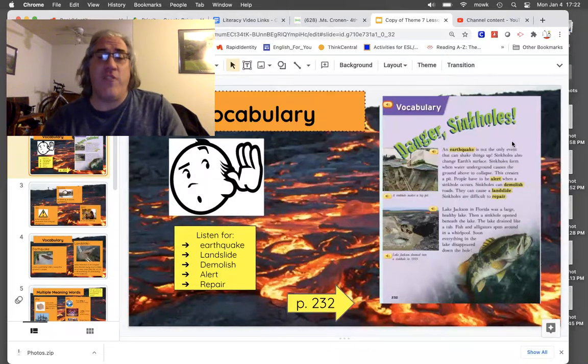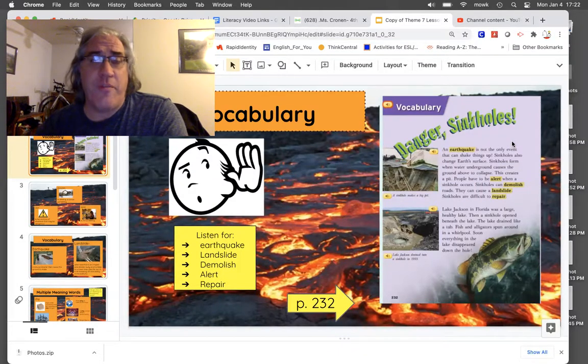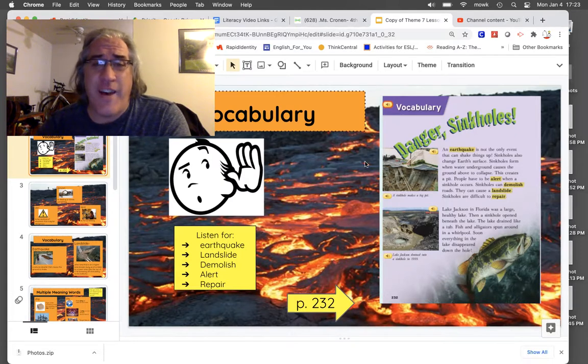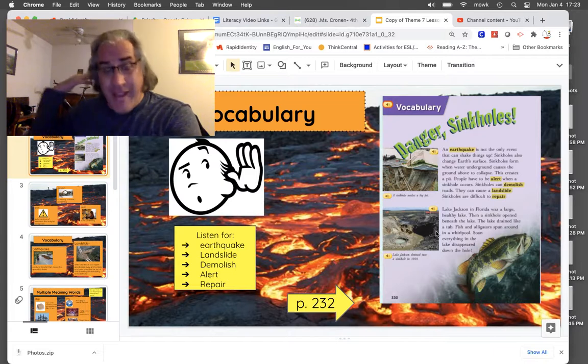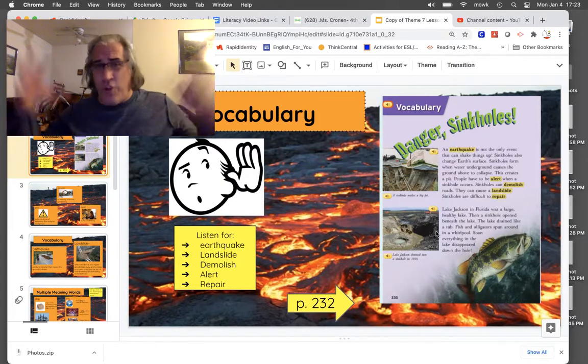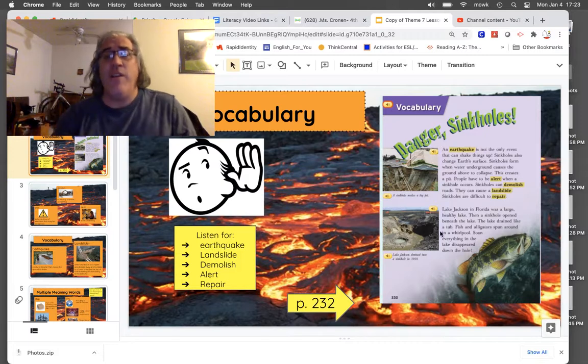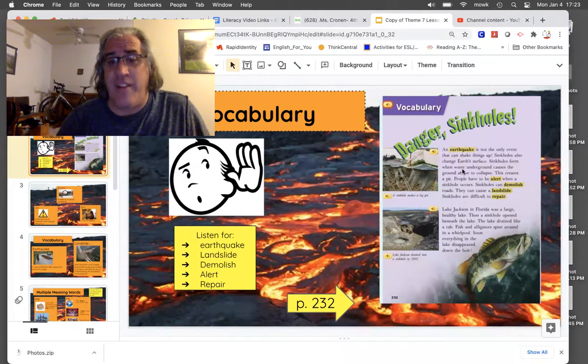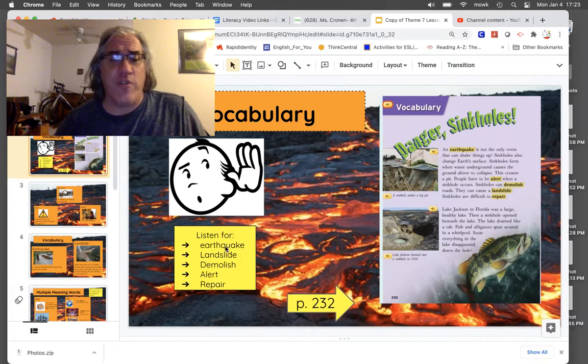All right. First of all, we're going to be reading, perhaps with your teacher later today, a story called Danger Sinkholes. That's going to have 5 new vocabulary words in it. We remember sinkholes from way back, like a month ago before winter break, when we read a story about that huge hole that just appeared in the sidewalk. Well, here's another, this time I believe a nonfiction photo essay about some other sinkholes. Listen for these words: earthquake, landslide, demolish, alert, and repair.